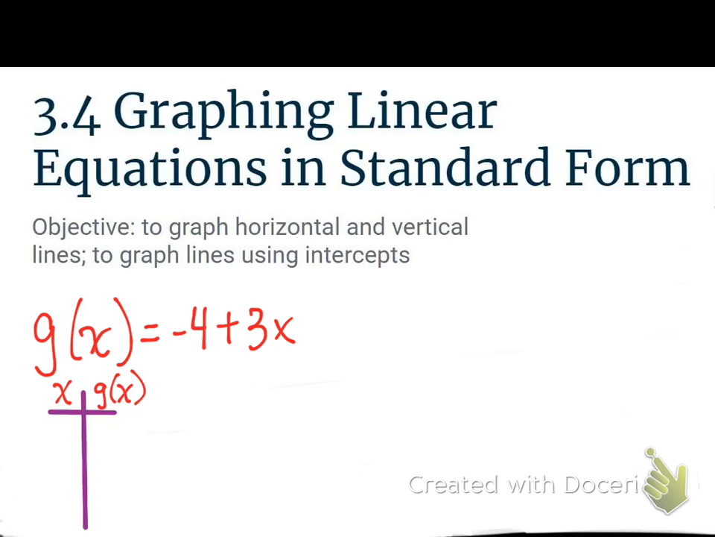What do we want to use? 0, 1, and 2. Works for me. We don't have to use those, but we can. If we are using those for our x values, how are we figuring out our g of x values? Plugging them in. First, we are going to take g of 0. Not 3x, but 3 times 0.